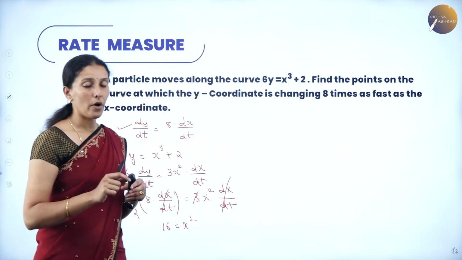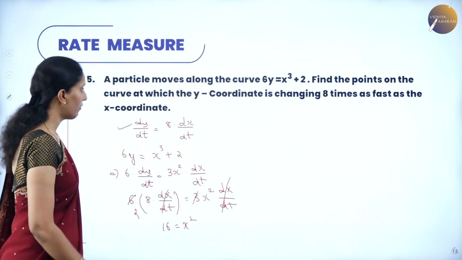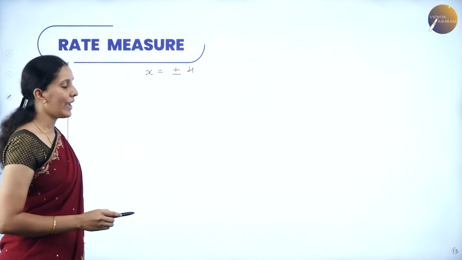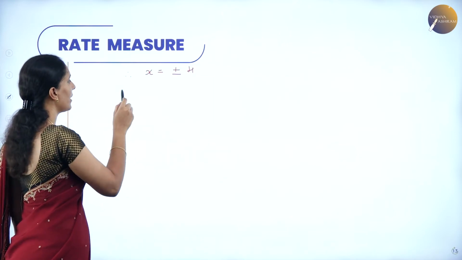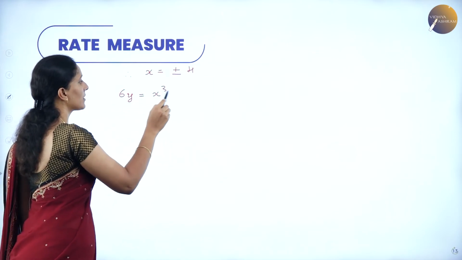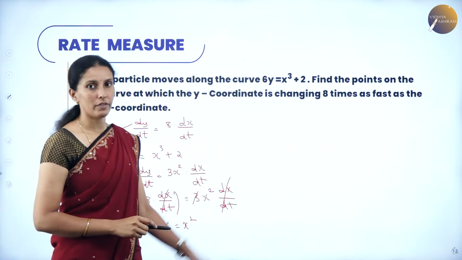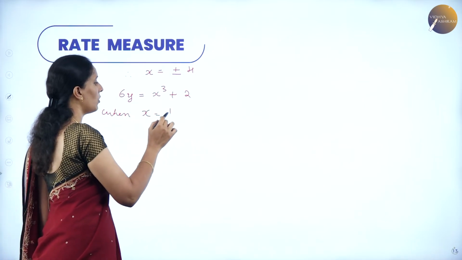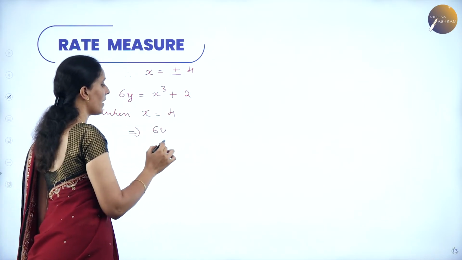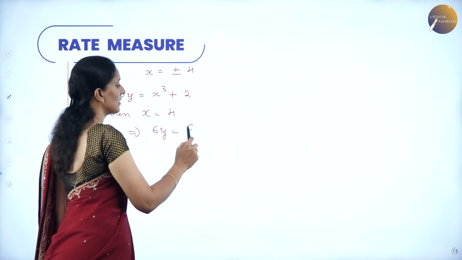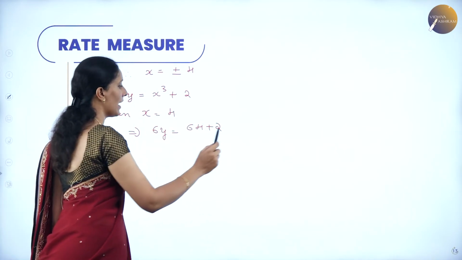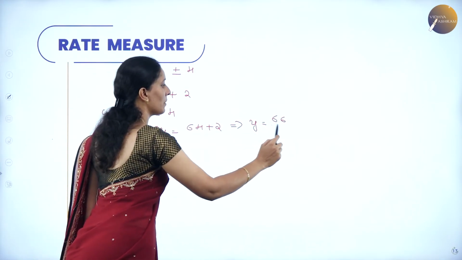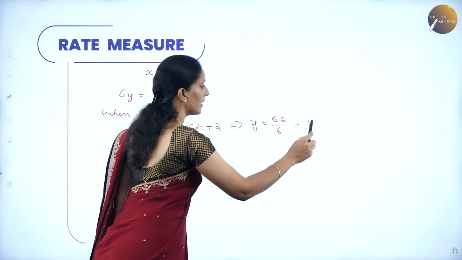Now since x is a point, it can be both positive and negative. So therefore x is equal to plus or minus 4. Now we have the equation 6y is equal to x cube plus 2. So now we'll see the point. When x is equal to 4, this becomes 6y is equal to 4 cube, it is 64 plus 2. So this implies y is equal to 66 by 6. When you cancel this, you will get 11.